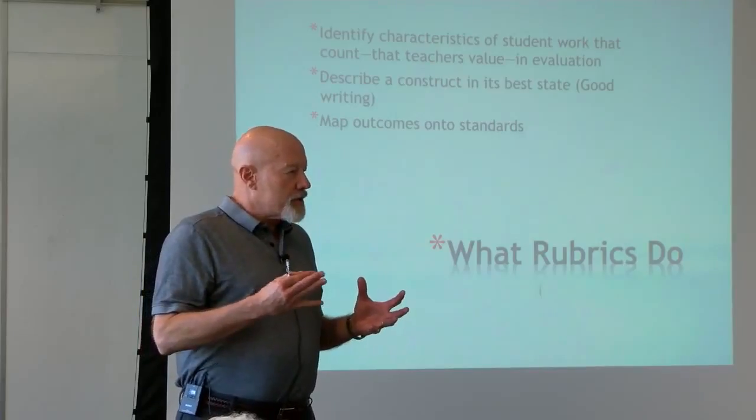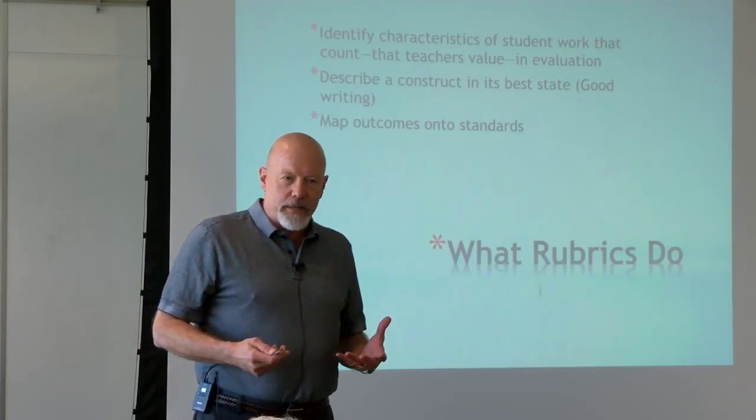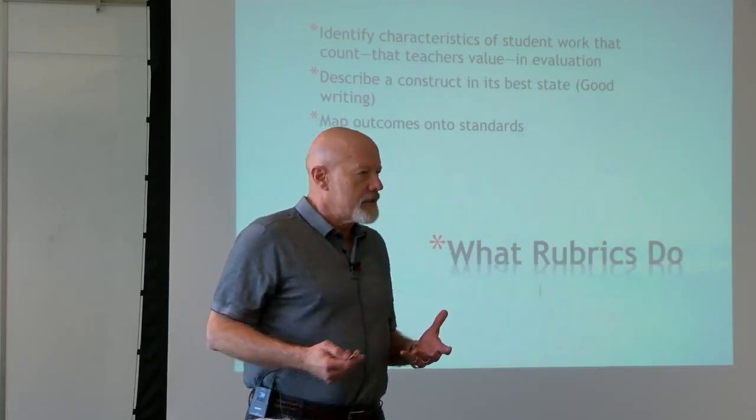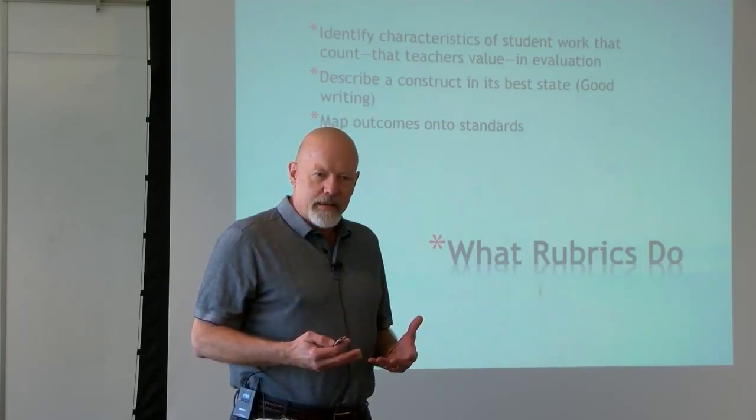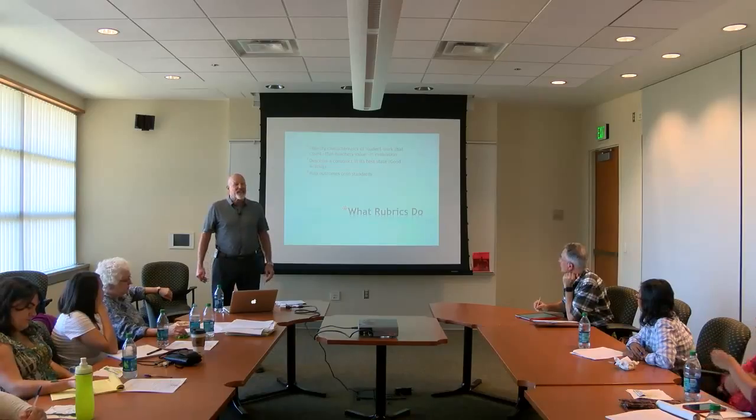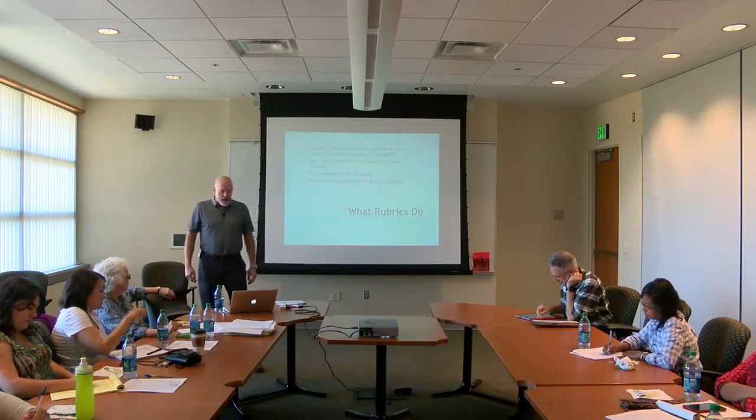A good rubric also maps outcomes and turns them into standards. An outcome says this is what students should know or be able to do when they leave my course. But there's nothing in an outcome that says how well. How well are they going to have to do it in order to leave my course? So that's what a good rubric does: it translates those outcomes into standards.